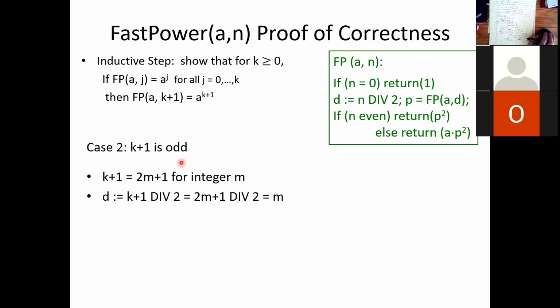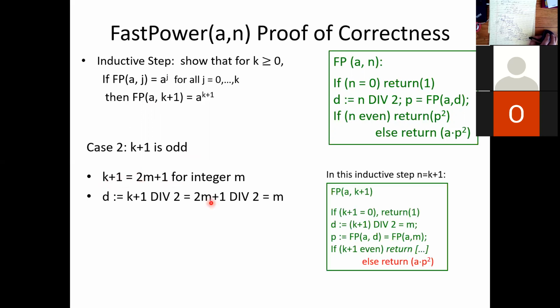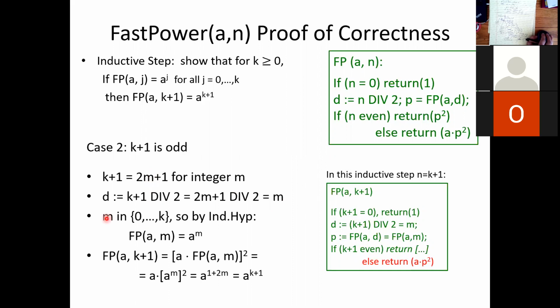Now we consider this other case, k plus 1 is odd. In this case, k plus 1 is 2m plus 1, and d, at this point in the code instantiated with n equal k plus 1, will be k plus 1 div 2, which is 2m plus 1 div 2, which is m. So that's what my d will be, this m right here. Now of course, m is again in this range, and so by strong inductive hypothesis, I can assume that FP worked correctly on it. So this value P here is going to be a to the m.